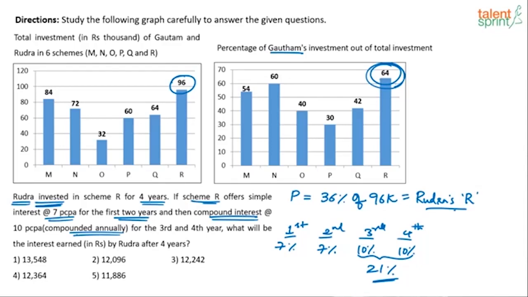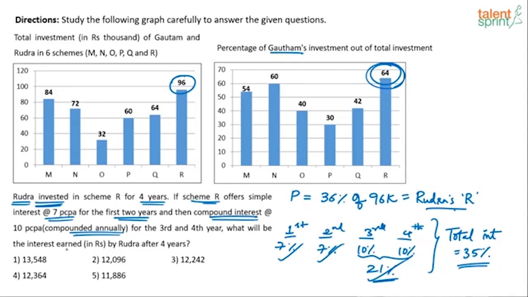So what is the total interest from all this? Total interest will be equal to 7 plus 7, 14, 14 plus 21, 35%. It will be equal to 35%. Yes or no? Total interest is going to be 7% first year, 7% second year, 21% for third and fourth year together. So 7 plus 7, 14, 14 plus 21, 35%.